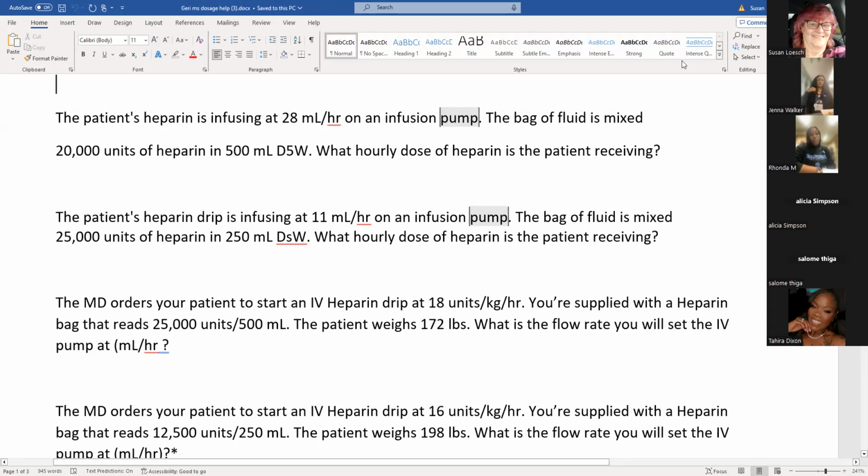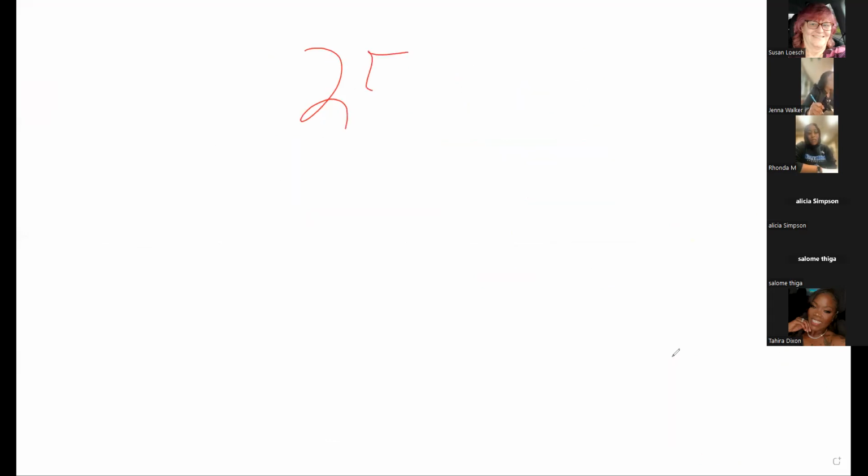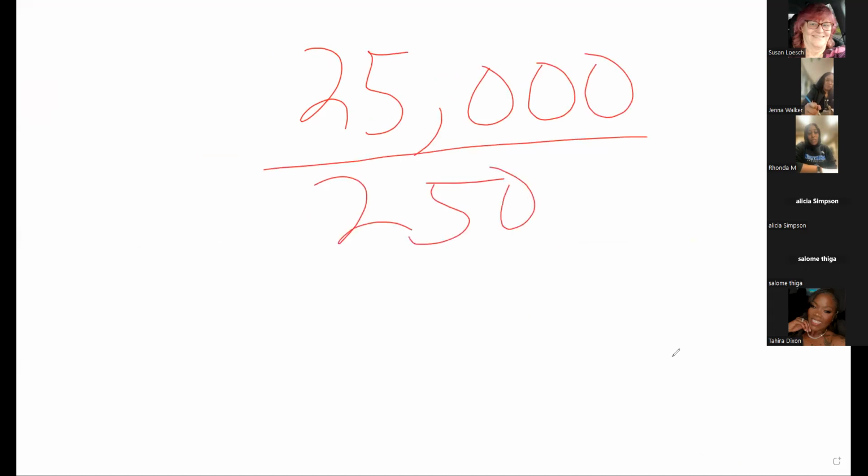All right, look at the next one. Again, it's asking you what hourly dose of heparin is the patient receiving, or it might ask you how many units per hour is the patient receiving. That means the same thing. Okay? So hourly dose of heparin, you know how many mLs there is. So next thing is calculate how many units per mL you have. So you have 25,000 units in 250 mL. 25,000 divided by 250. You get 100.